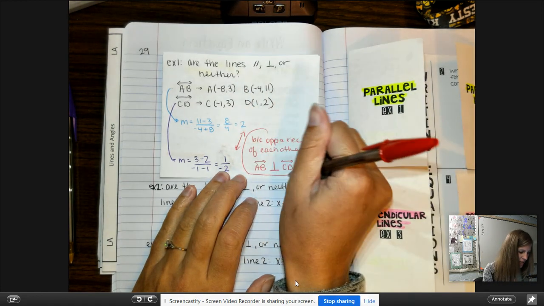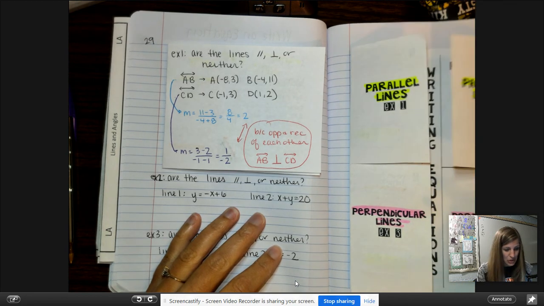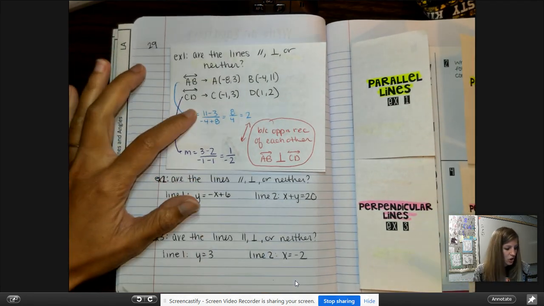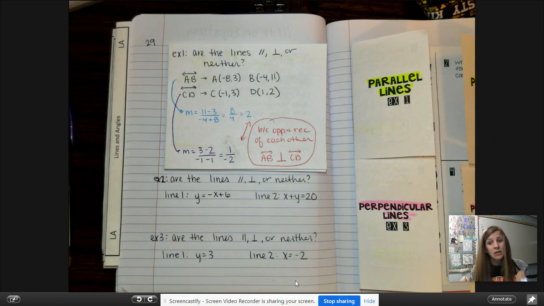Okay, so because they're opposite reciprocals of each other, the lines are perpendicular. That's how we would answer that question. We do need to show all this work to sort of prove it to somebody. We want to see, okay, why? What are the numbers that back this up?